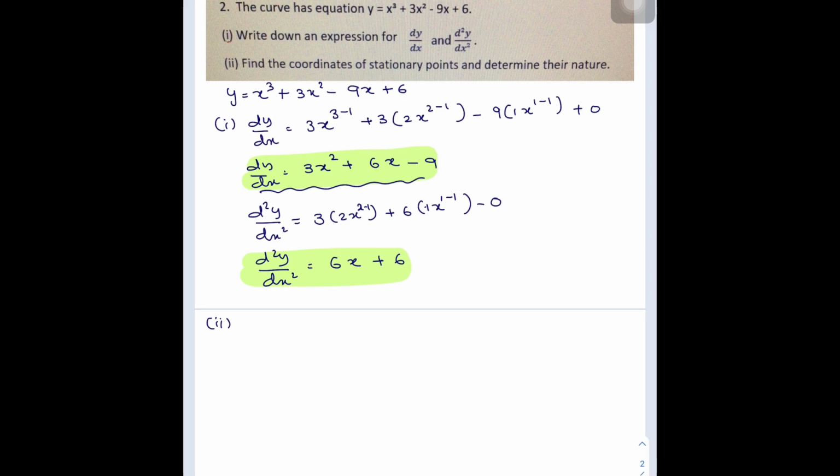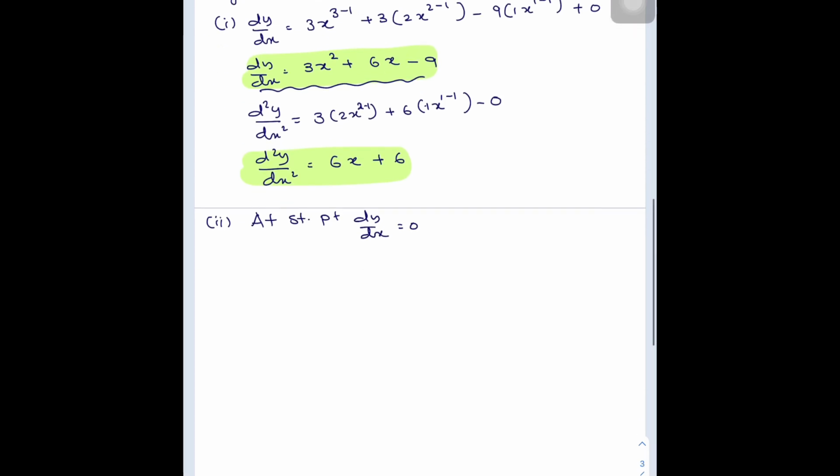Now the rest of number 2: find the coordinates of the stationary points and determine their nature. I write that at a stationary point dy over dx is 0. So I'm using this: 3x squared plus 6x minus 9 is 0.